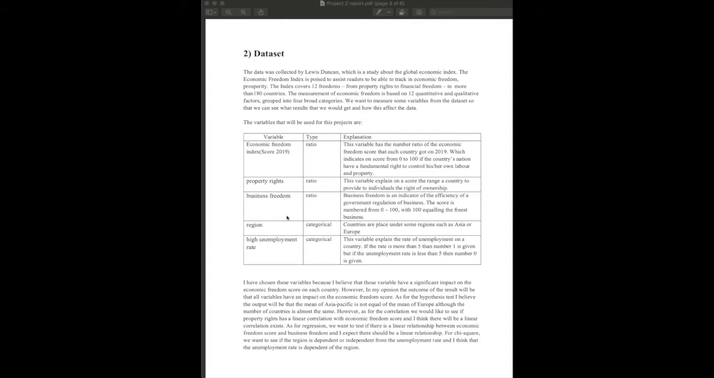And the fourth variable, region, is categorical. Countries are placed under some regions such as Asia Pacific or Europe. And the last one is high unemployment rate. This variable explains the rate of unemployment in a country. If the rate is more than 5, then it's given the number 1. But if the rate is less than 5, it's given the number 0.